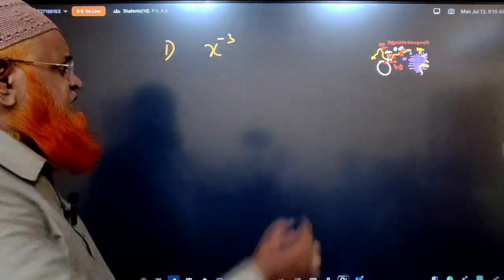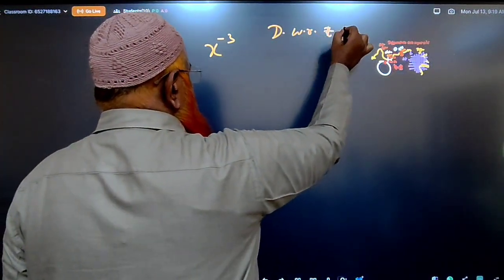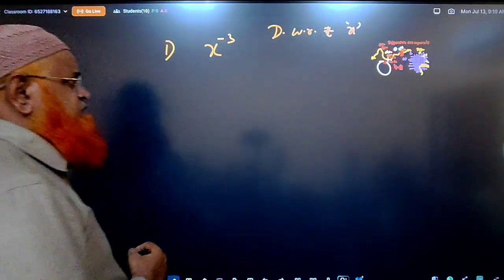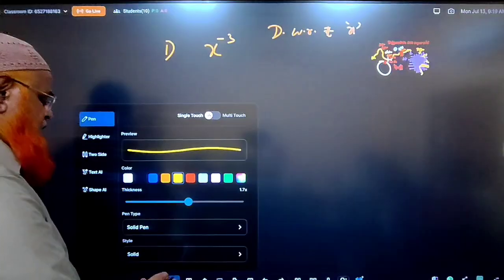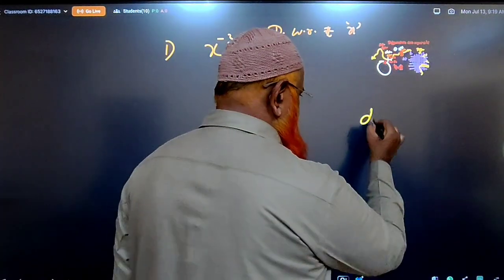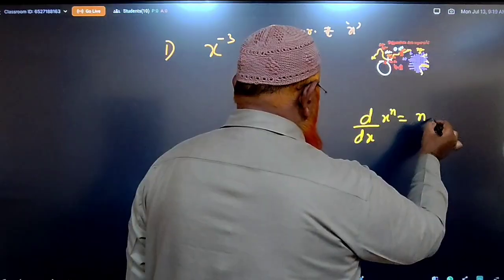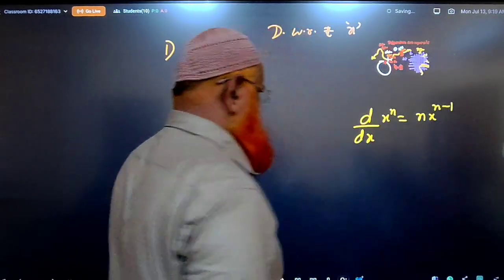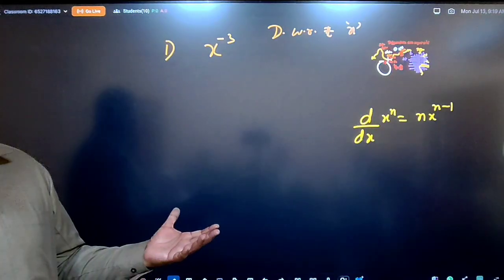Differentiate with respect to, here if he says differentiate with respect to x, so you have to differentiate with respect to x here. So to differentiate with respect to x, you should have an idea about a general formula that d by dx of x power n is taken as n into x power of n minus 1. Okay, this is a general formula for differentiation.